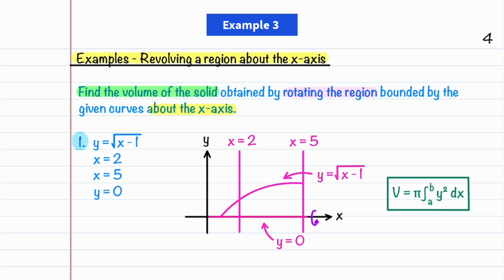We have the curve y is equal to the square root of x minus 1, and then we have 3 lines: x is 2, x is 5, and y is 0. The region that we're going to be revolving is the region that's bounded by this curve and lines. That's this region right here.